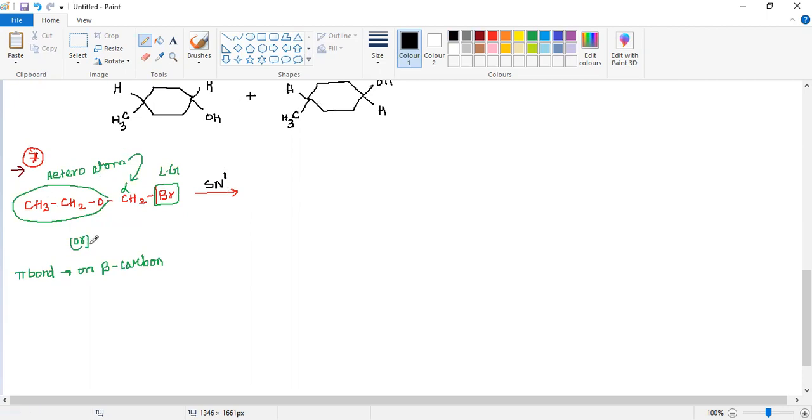So this property, what type of property? Whenever the leaving group has a hetero atom present on the alpha carbon of any alkyl halide, or a pi bond is present on the beta carbon, it can enhance the rate of SN1. What happens due to this property? Due to the hetero atom on the alpha carbon and the pi bond on the beta carbon, it can enhance the rate of SN1 reaction.